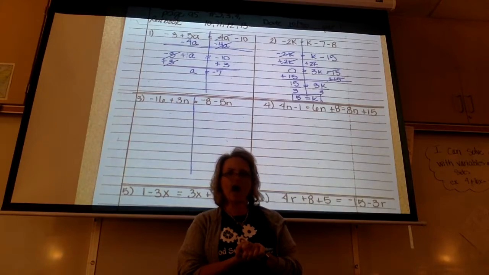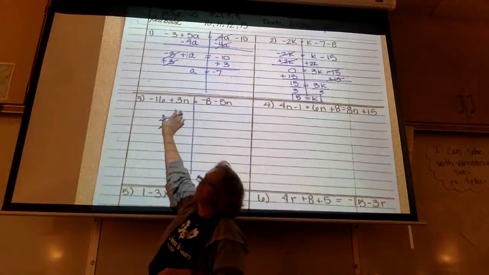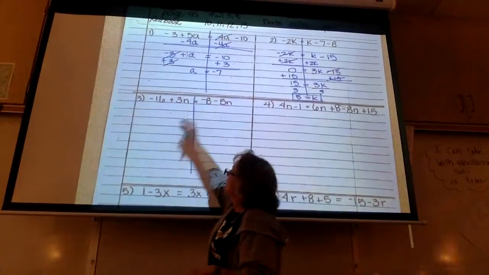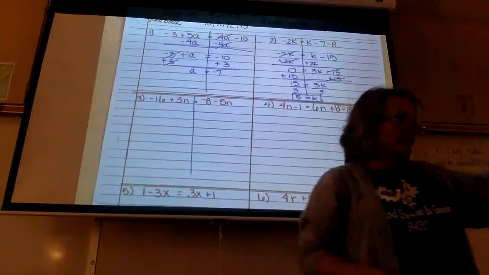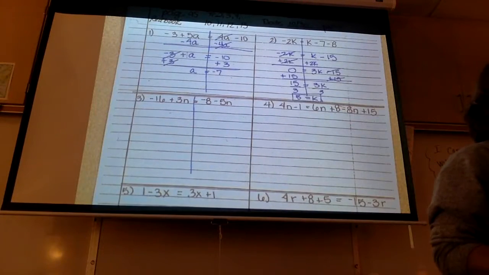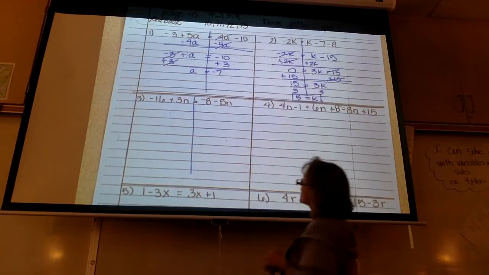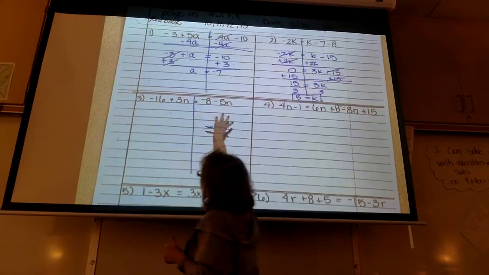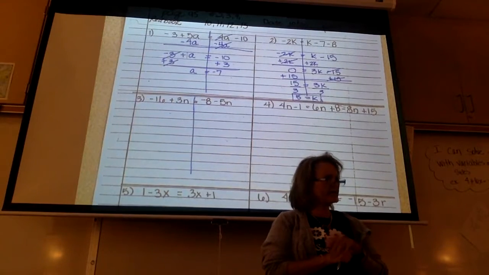All right. Do we have anything on this side that we can combine? Do they have the same last name? No. How about over here? Nope. All right. My next step is to move the smaller variable term. Put all the hostages on one side. I got +3 and -5. You move 3 in.